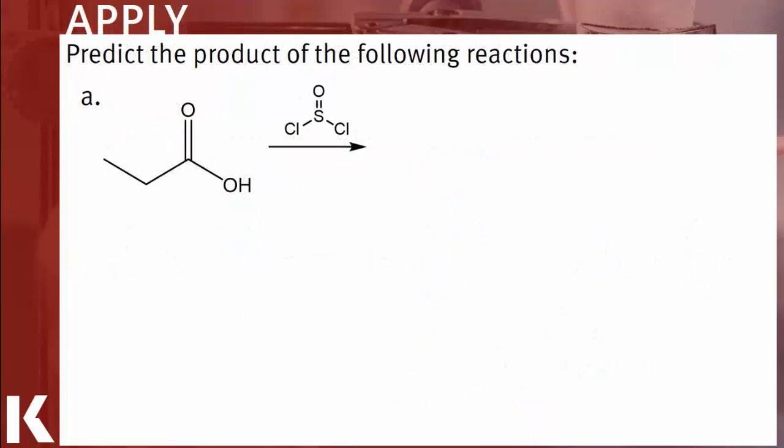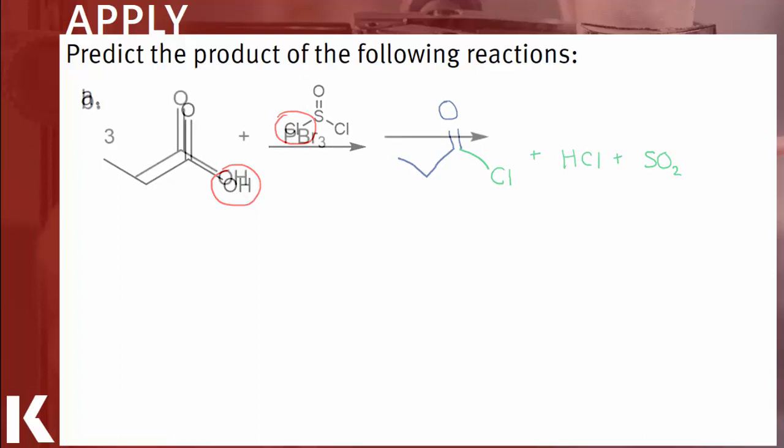The applied question asks for the product of the following reactions. The first reaction is propanoic acid reacting with thionyl chloride. The thionyl chloride will swap out the chlorine for the hydroxy group, and the product of this reaction will be propyl chloride, hydrochloric acid, and sulfur dioxide.